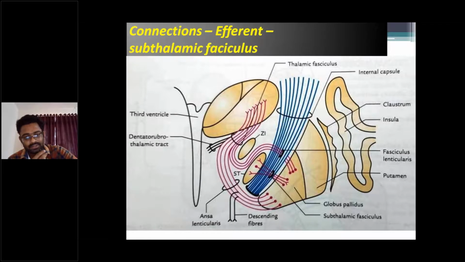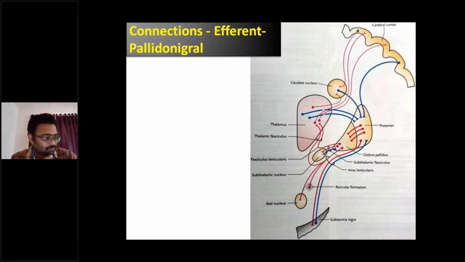And number 3, pallidonigral. Fibers arise from putamen and terminate into substantia nigra. These are called pallidonigral.